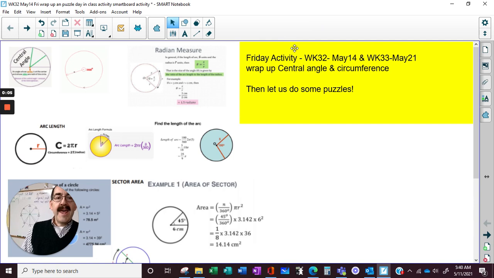It's a Friday activity. And on Friday activities, we got to wrap up what we did for the week, and then we got to do some puzzles. We love puzzles because it gets us to talk numbers, number sense. Never a right answer, but the idea that we can all share our ideas.